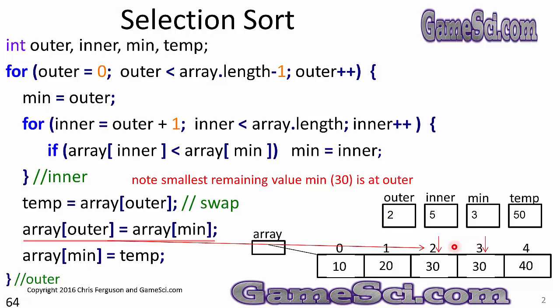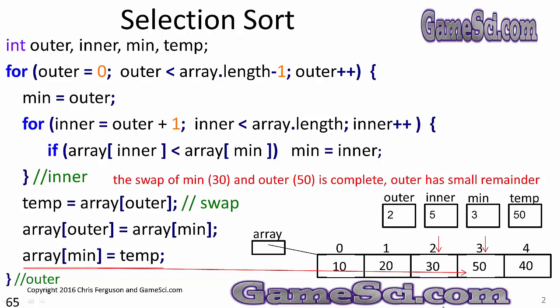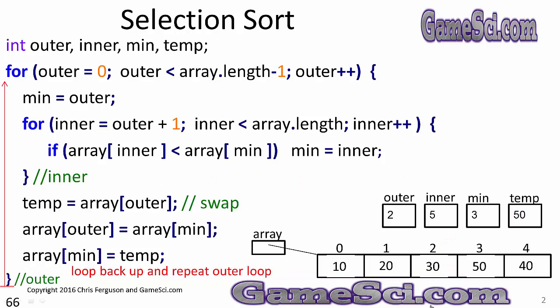So that 30 is moving closer to the beginning of the array. Then that 50 we saved, the swap of min and 30, and the outer 50 is complete. The temp that was stored safely there got moved back into the array. Notice how outer has the smallest remaining number left in the array, 30. Let's hit the end of the loop and go back up and repeat the outer loop once again.